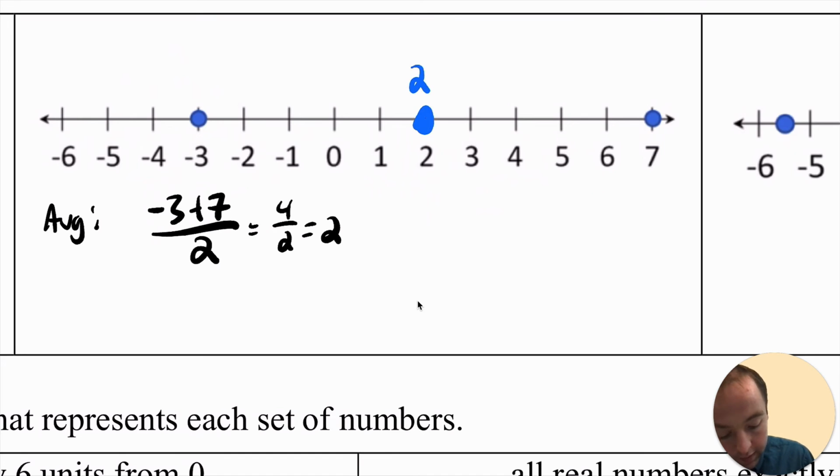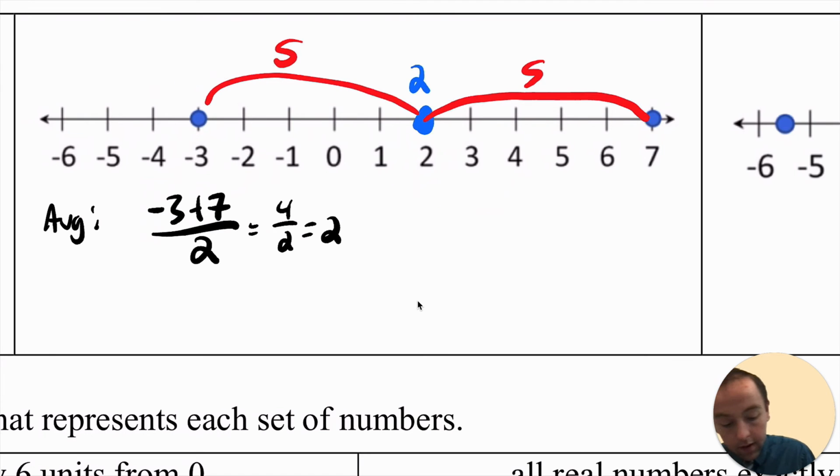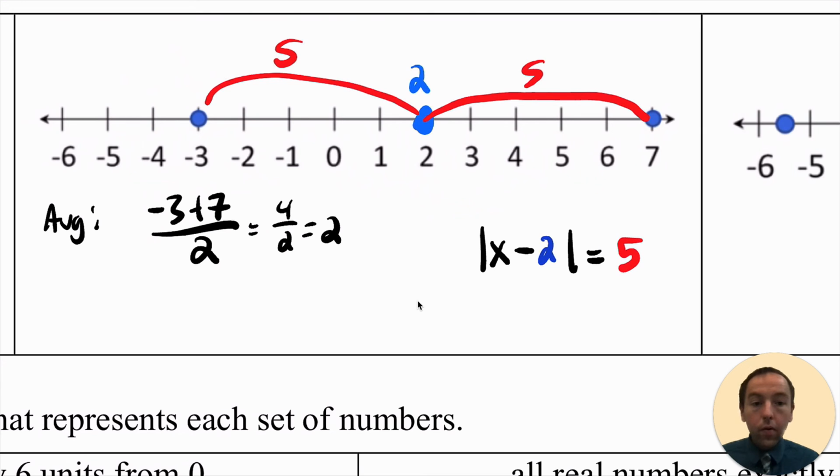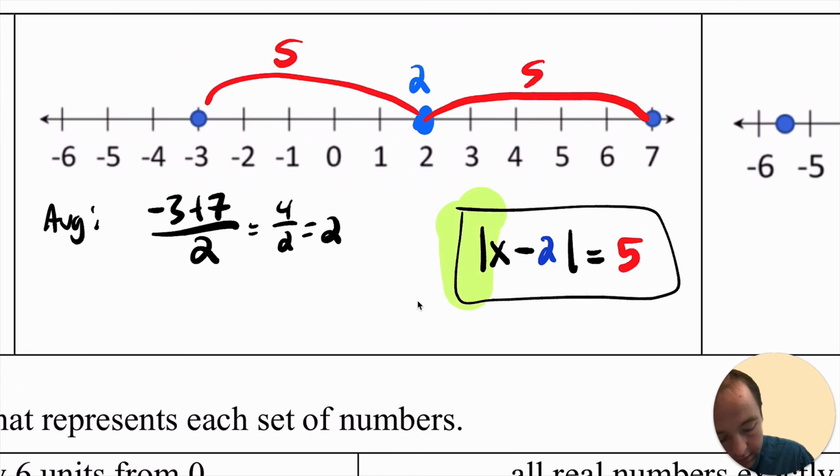And then if I find the distance that 2 is from each of the endpoints, it's a distance of 5 away on both sides. So then I can write this absolute value equation to model this, where the variable x minus the middle of 2 is going to be equal to the distance away from the middle to the endpoint of 5. So that would be it right there, and you'll see that if you were to solve that equation, you would get the solutions of -3 and 7 that we see there.